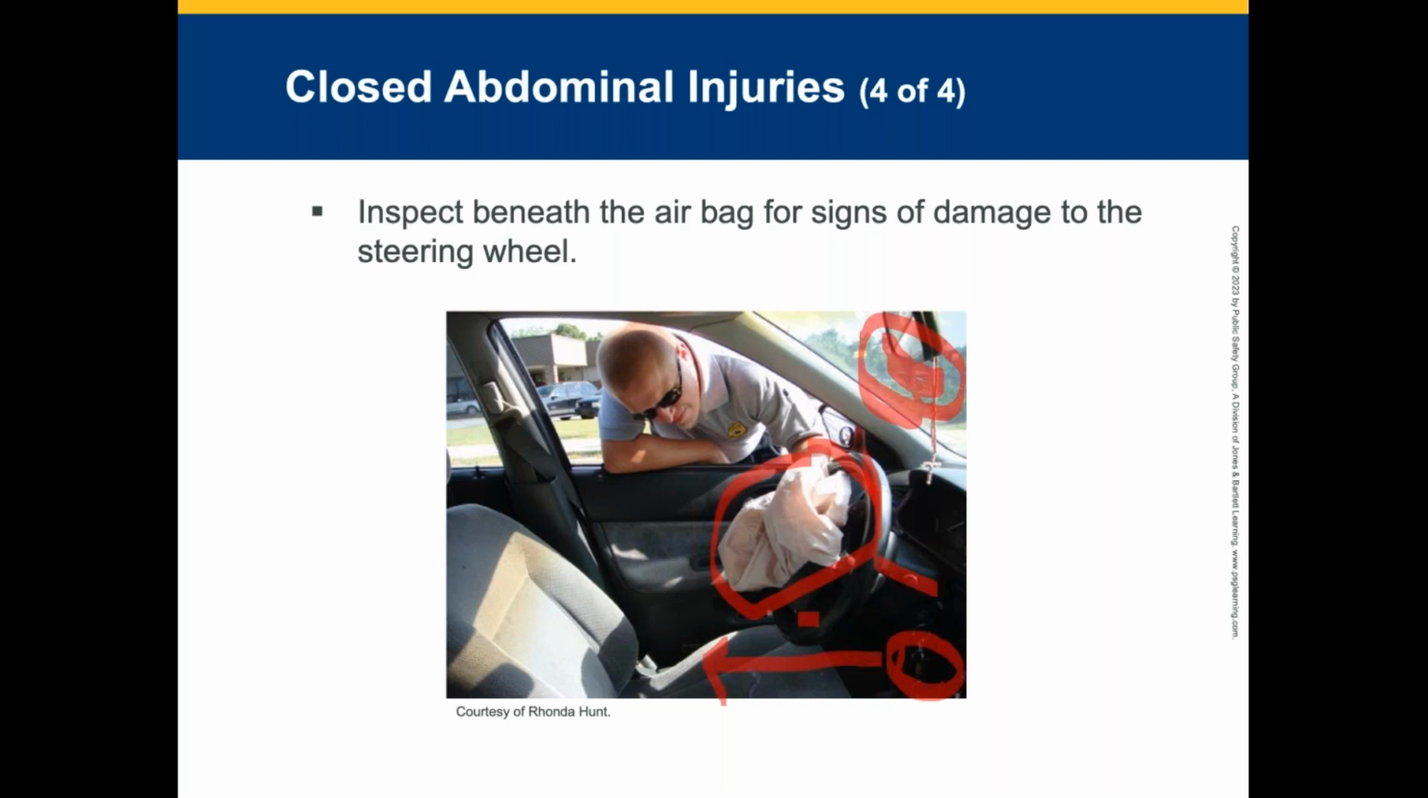Now, a lot of times, if you're working for private EMS, they'll actually get the patient out and bring them to you. I get that. There's nothing wrong with that.